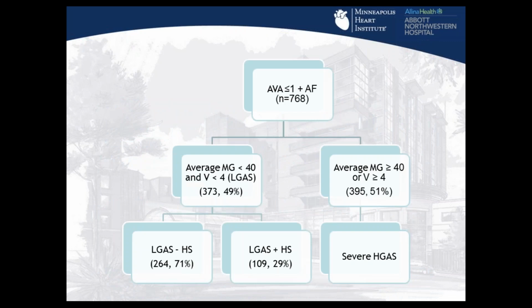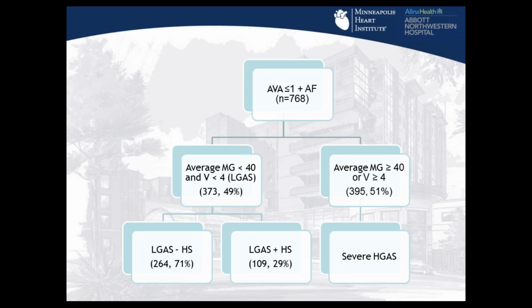And how are we doing by referring them for aortic valve replacement? So this is a breakdown of how we put the data together. Again, all these patients had a valve area less than 1 and had atrial fibrillation at baseline. We divided them into 2 groups.